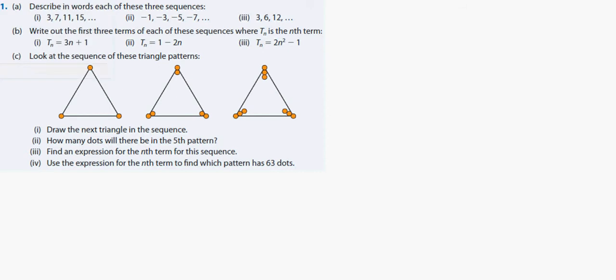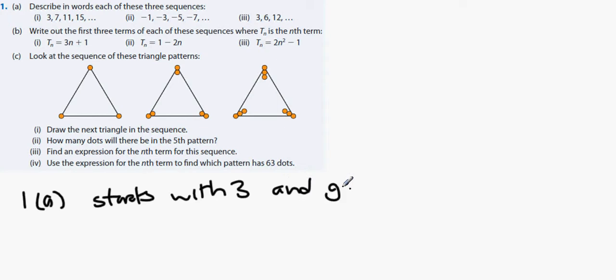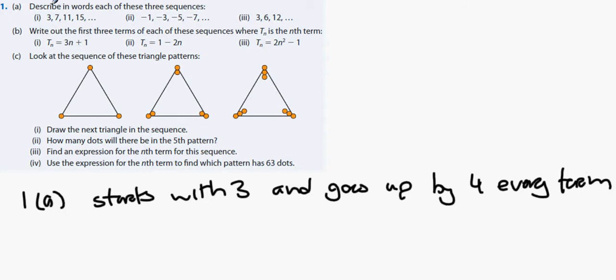Okay, so this is Test Yourself 18, and we will start with the following. Describe in words each of the first three sequences. So 1A just basically starts with 3 and goes up by 4 every term. Okay, because we can see that the gap is 4 between each one, which means it's a linear or arithmetic series.